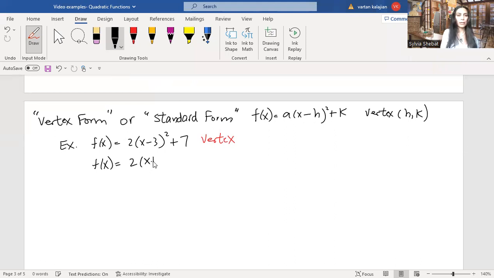I'll let you think about that for a second. And then what would the vertex be here? So for the first example, the vertex would be 3, 7. And the second example would be negative 3, 7.